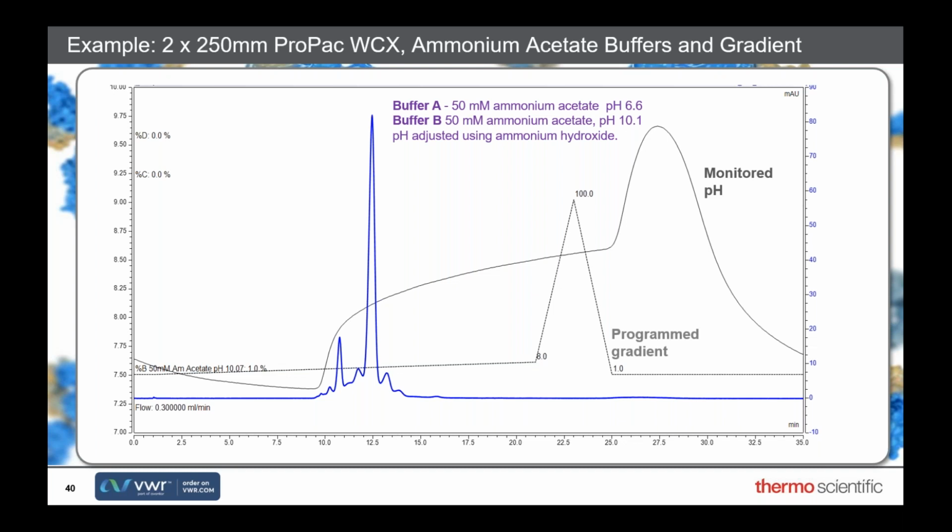So this causes problems in equilibration times, and there are huge changes in the monitored pH that doesn't correspond to the programmed gradient. So the next run starts before the required pH is even reached. The ammonium acetate buffer A has a low pH. To get this to pH 10 requires titration with almost a 10 times excess of ammonium hydroxide. So the ammonium concentration is close to 500 millimolar.